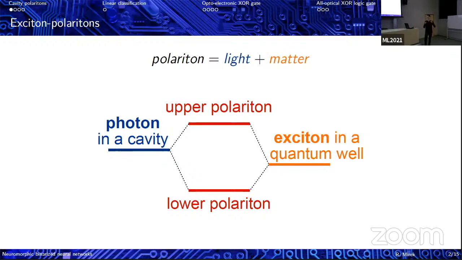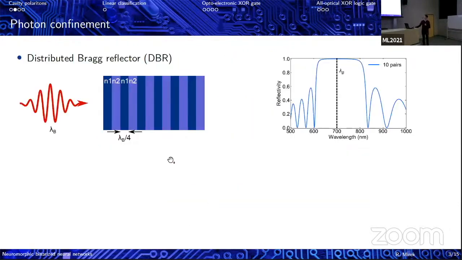These two types of states are strongly interacting with each other. They couple to each other strongly, and they form the lower polariton and the upper polariton. And how do we do it in practice? Let's imagine a structure made of different layers of different materials with different refractive indices and different thicknesses. For such a structure, we can obtain such a relation of reflectivity versus wavelength.